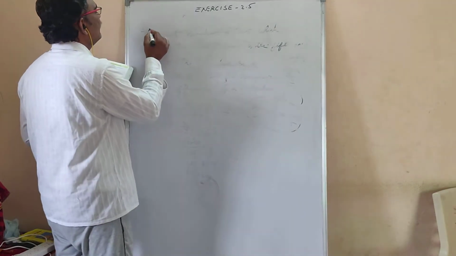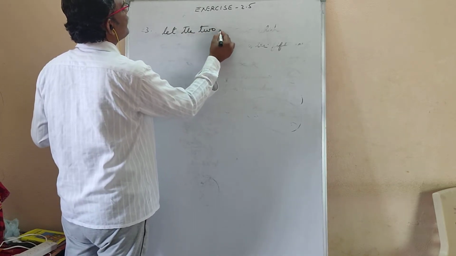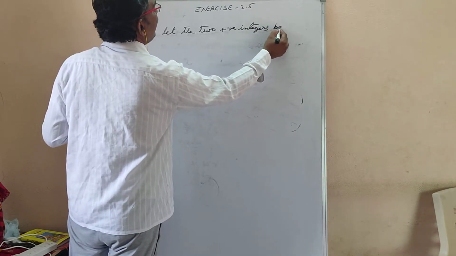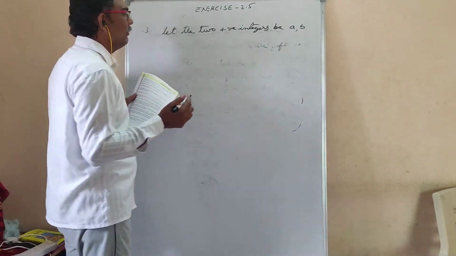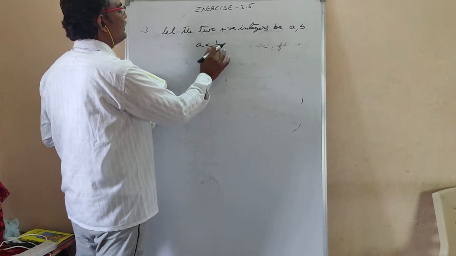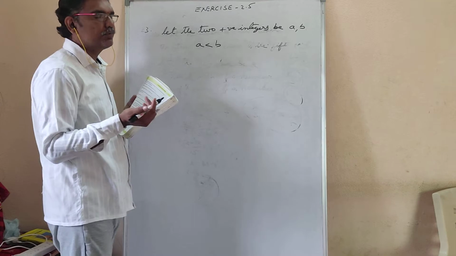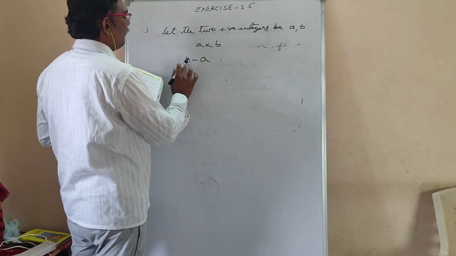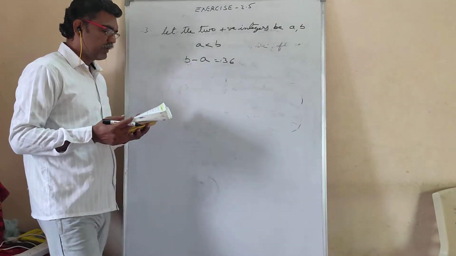So you have to write here, third answer: let the two positive integers be a, b. Two positive integers you are assuming as a, b. Then if you assume a is less than b, it means b is greater than a. You can assume anything. Now difference means from the bigger number you have to subtract the smaller number. The difference given here is 36.